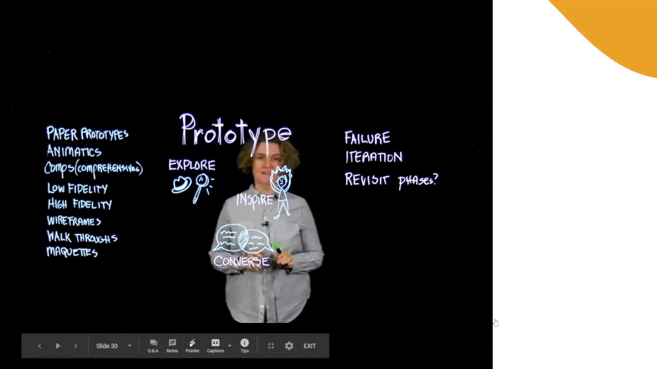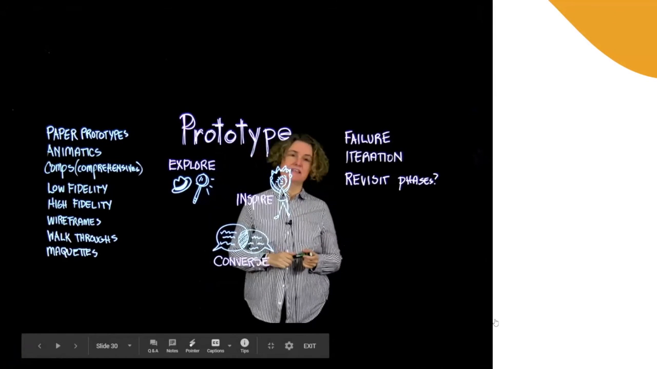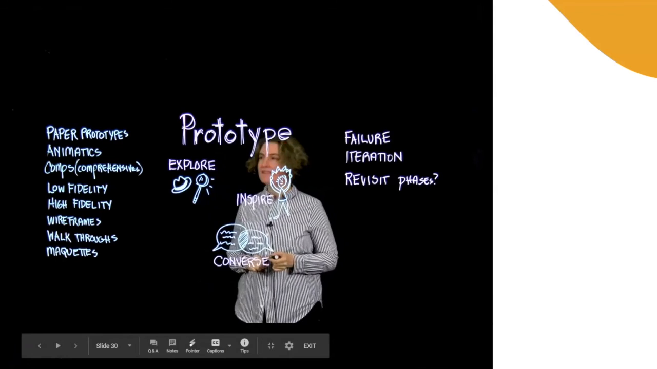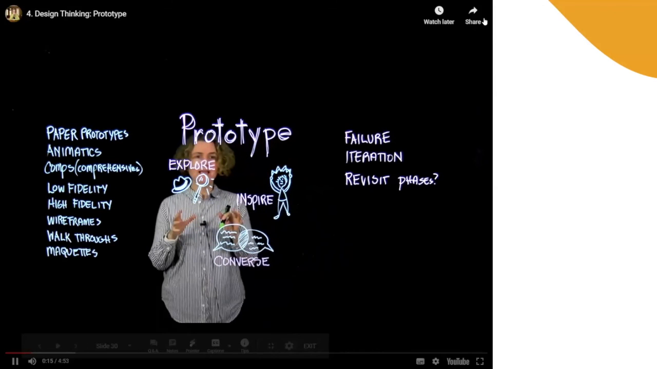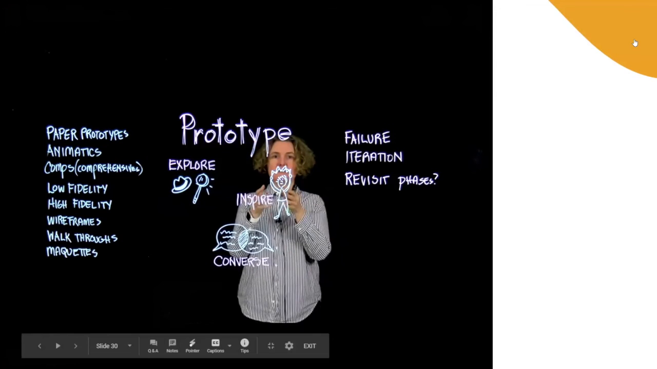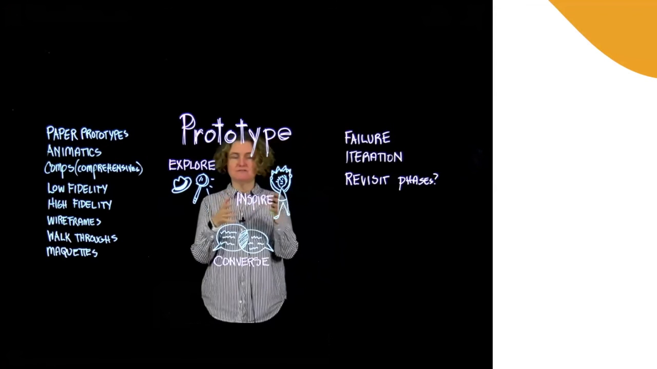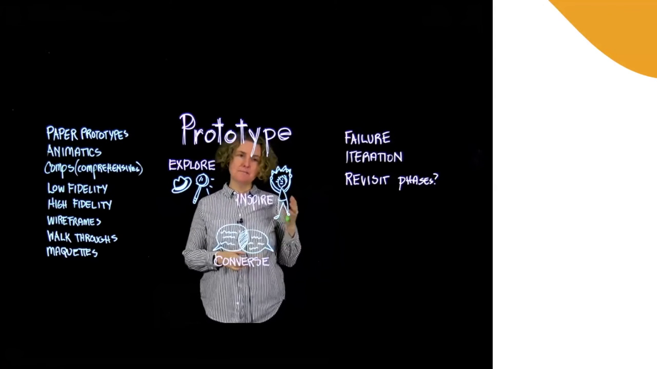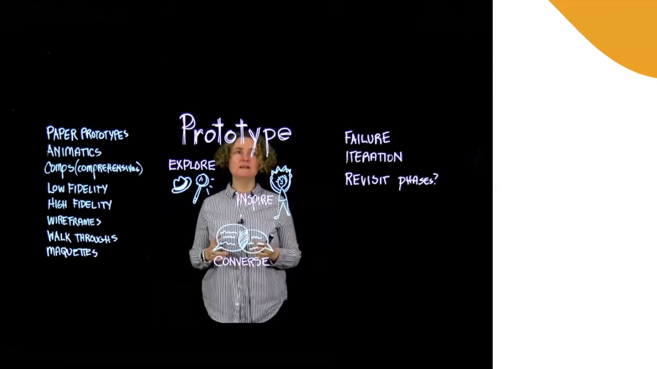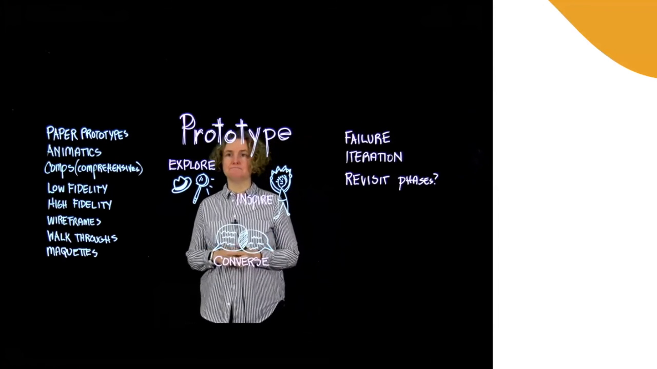The fourth phase in the design thinking process is prototype. That is where we make some form of what it is that we're trying to put out for our users, humans, clients, customers. So it's basically a mock-up of what it is that we want to make.